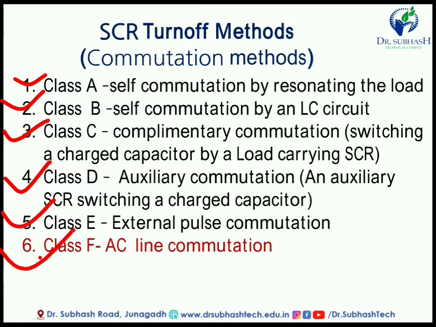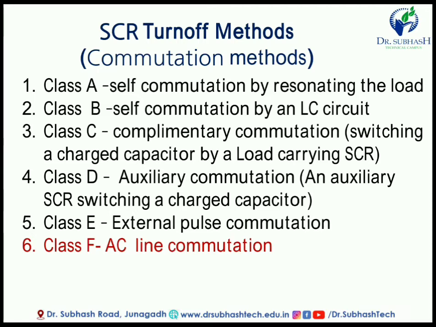And the last one is class F commutation. Here class F commutation is most important, because class A, class B, class C, class D, and the last one, class E, these five types of commutation are used with a DC source or DC supply. But number six, class F commutation, is used only whenever we connect our SCR with an AC signal. So it is also known as AC line commutation, because our supply or operating voltage is AC, alternating current, which changes periodically according to the frequency.